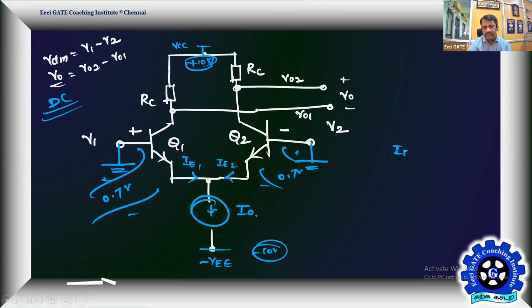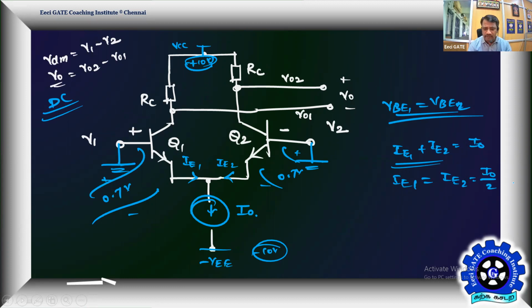Already I said this, IE1 plus IE2 combinedly delivers the current I0, even though it is excited by a current source. The conclusion is, since the two transistors are identical, VBE1 equal to VBE2, and beta, thermal voltage and IE0 all are identical, then IE1 should be identical to IE2. That is equal to I0 by 2 of the current existing here and here. That is the one responsible, so we are going to have some small RE because of this.